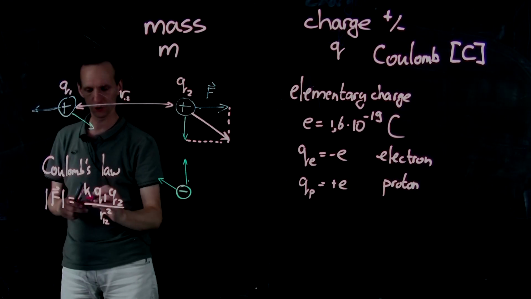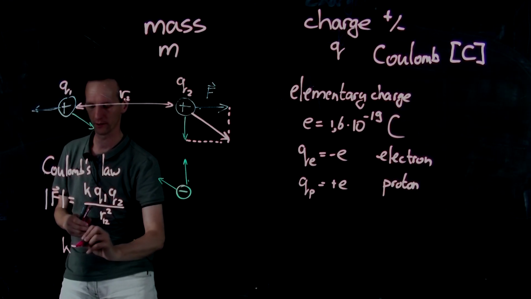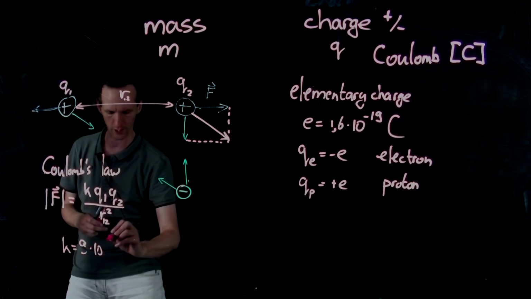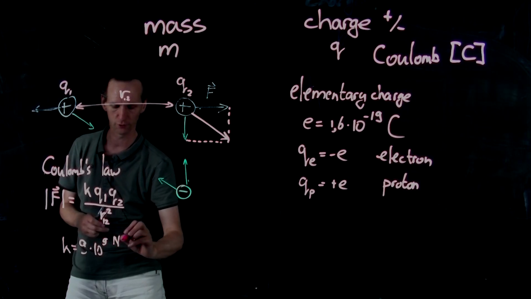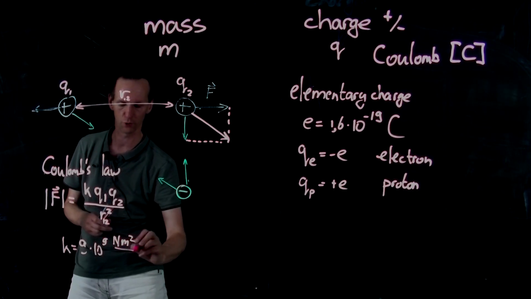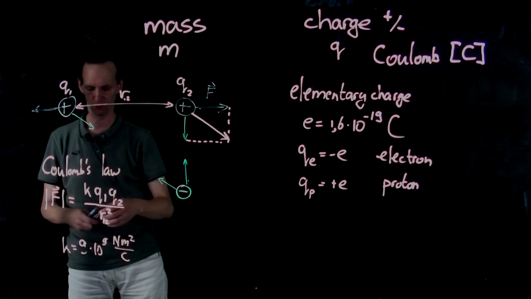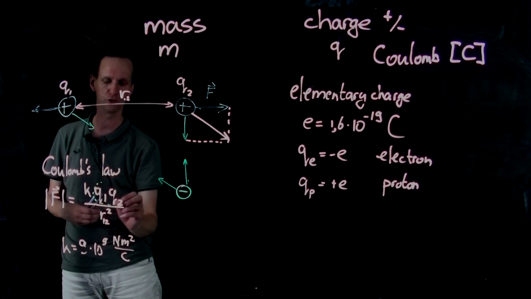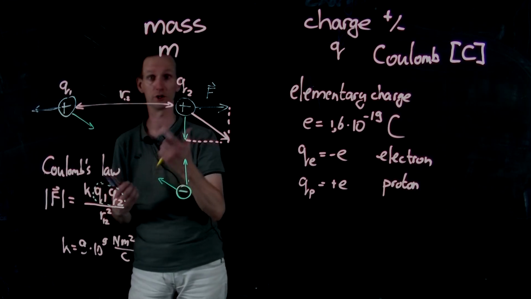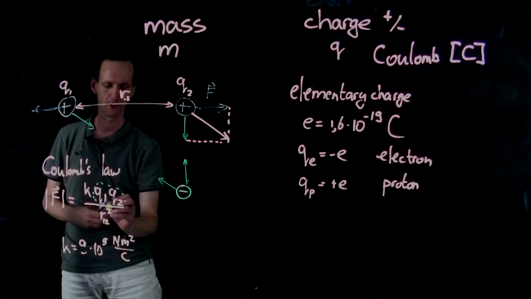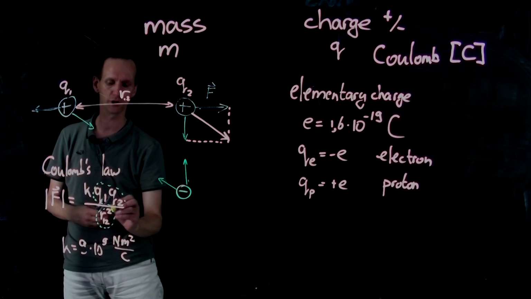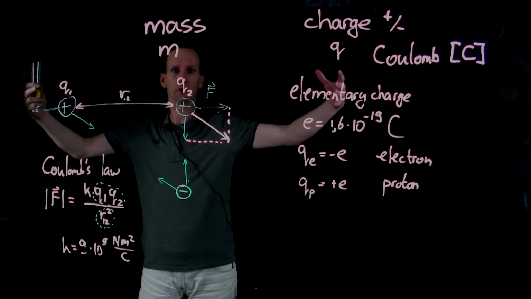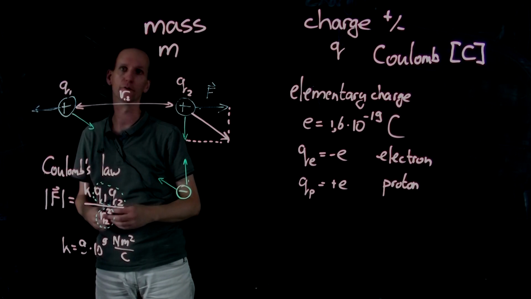Now the constant k that we have in here has a value of approximately 9 times 10 to the power 9, and then in unit newton meter square over coulomb square. The important thing to note here is that the force F depends on the magnitude of the charges. So if the magnitude of one charge increases, the force increases, but it depends inversely quadratic on the distance. So the further the particles are apart, the more rapidly the force decays.